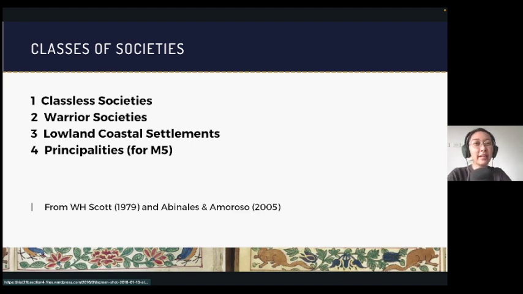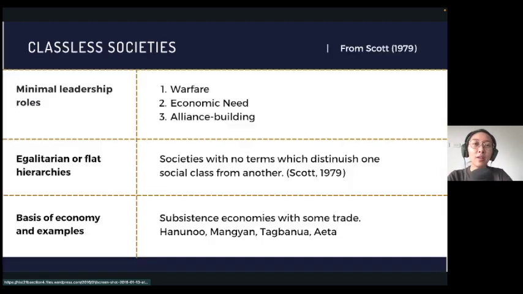Now, this is already kind of modified, no? Because we're only covering the settlements that emerge in the pre-Hispanic period. Now, if we only look at those settlements, then we have classless societies, warrior societies, and lowland coastal settlements. Now, inalis natin yung principalities kasi yun nga yung discussion natin sa Module 5, diba? Sultanates. Okay, so you probably have encountered this in History 1, but what we're going to do now is just briefly go through each of them as a form of review.